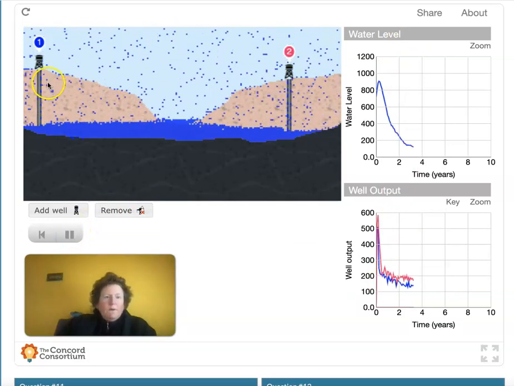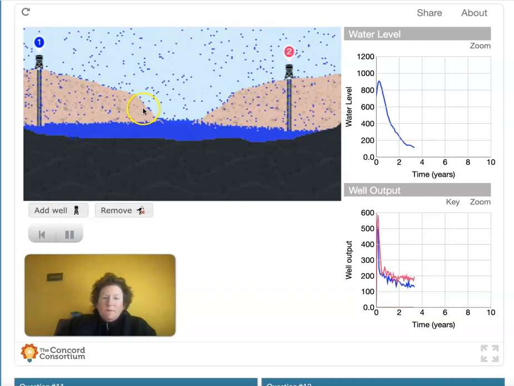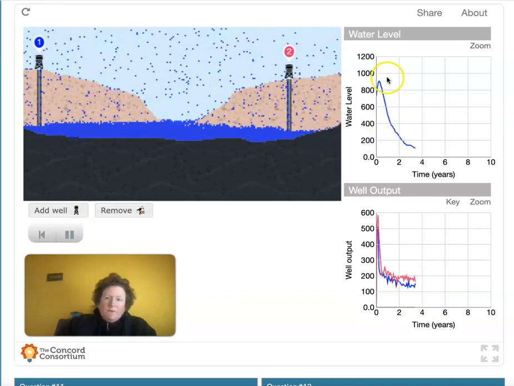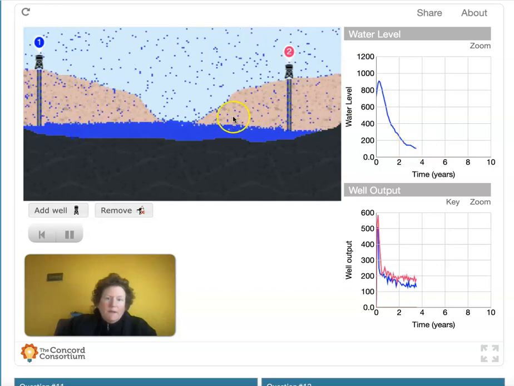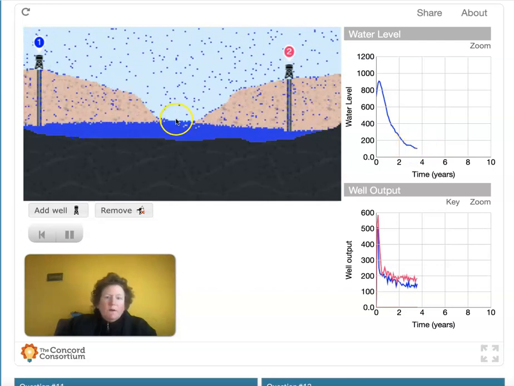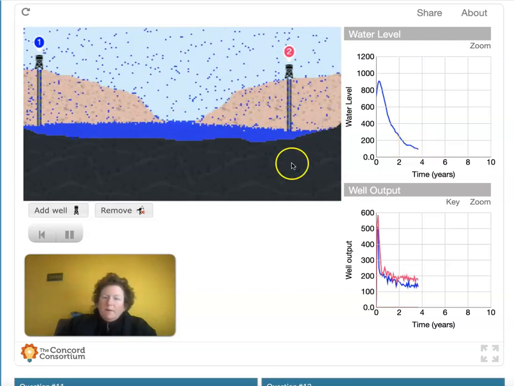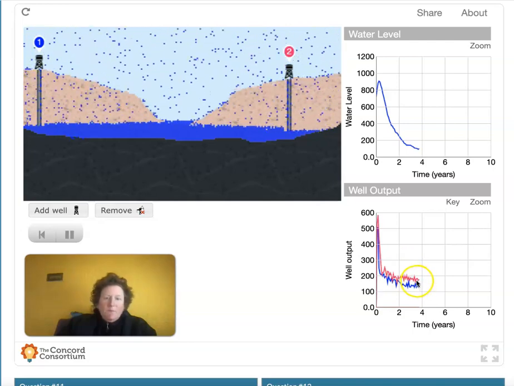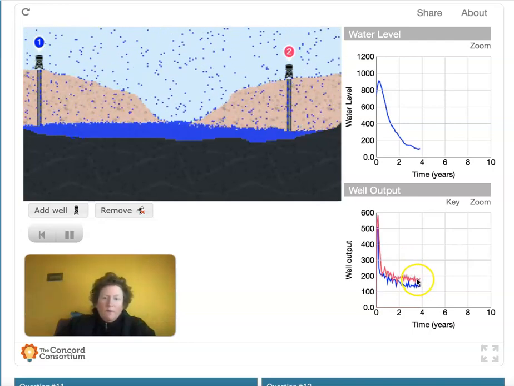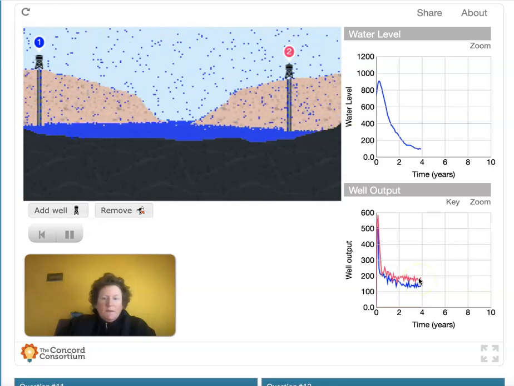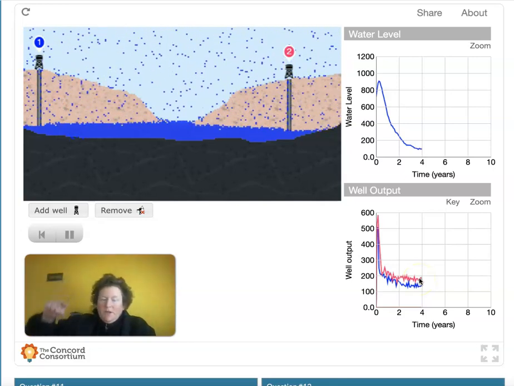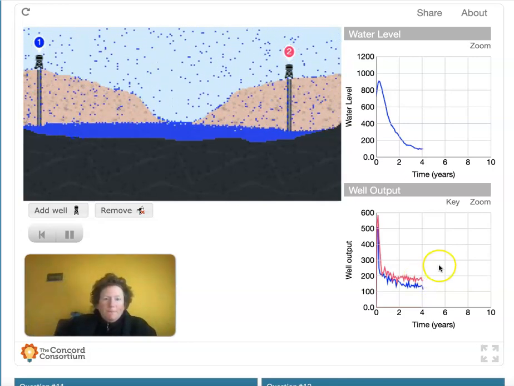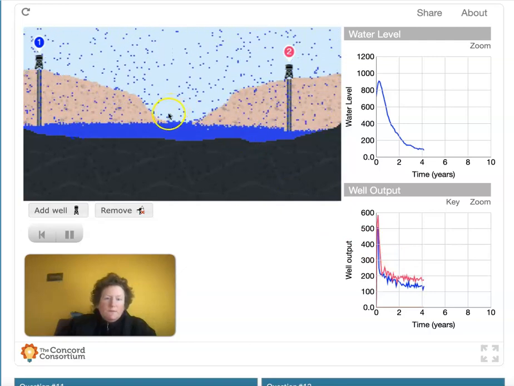Okay, our model with the wells placed far away from the stream is looking a little bit different. The water level did come down, but there's still water in the stream, just barely. And there seems to be a more regular flow of water from the wells. The output isn't quite as jagged up and down. It's still not great for the stream.